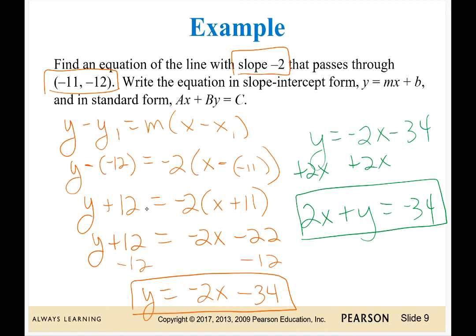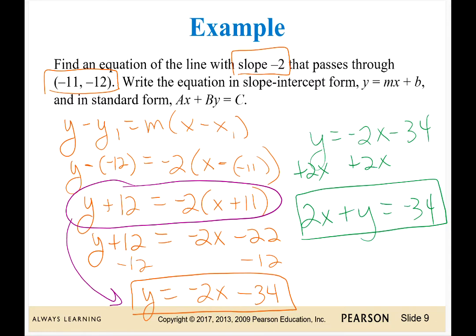All right, so we started with point-slope form. We converted into slope-intercept form, and then we converted again into standard form. All three of these lines are exactly the same line. If we graphed them, they would all be exactly the same. They're just three different representations of how we could write the equation for that line.